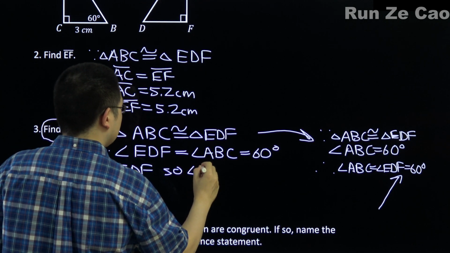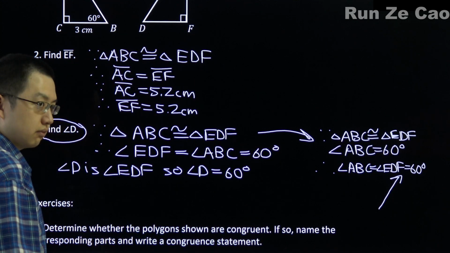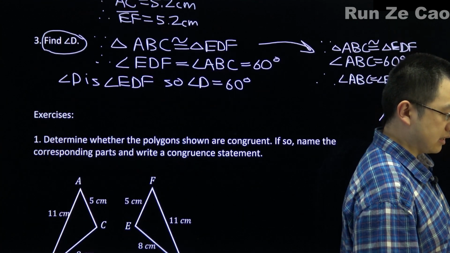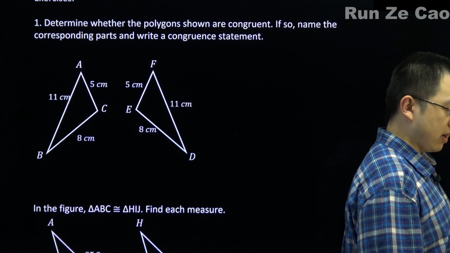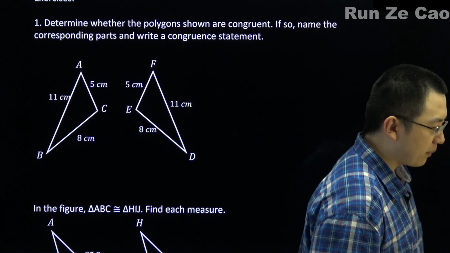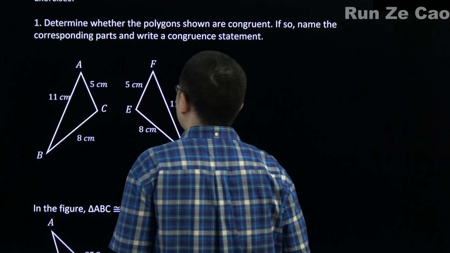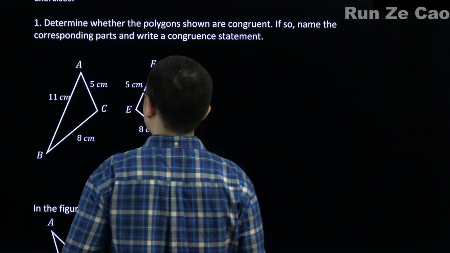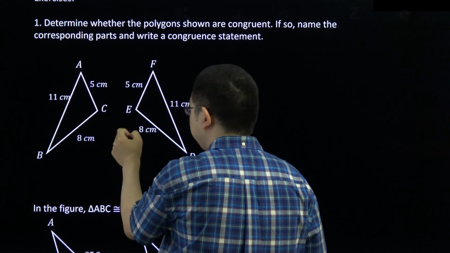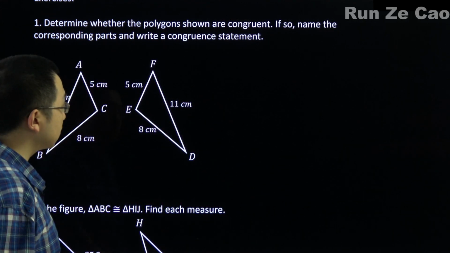So angle D is equal to 60 degrees. Alright, so let's do some exercises. Determine whether the polygons shown are congruent. If so, name the corresponding parts and write a congruence statement. Well, name the corresponding parts. In this case, we only have the side measurements. Oh, they match up, 5s, 8s, 11s. Okay, it's going to be side, side, side congruence.